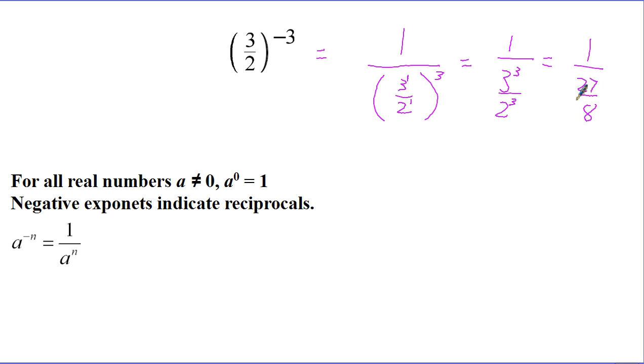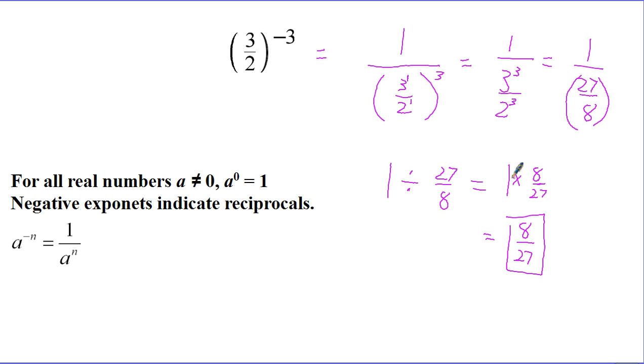But this is still a complex fraction, meaning it's still a fraction inside of a fraction. And the way I get out of it is to say this. I have 1 divided by 27 eighths. Remember that every fraction is a division problem. Top divided by bottom. 1 divided by 27 eighths. And the rule that you learn in 6th grade for division of fractions is the flip and multiply, invert and multiply. So it becomes 1 times 8 over 27, and 1 times 8 over 27 is simply the fraction 8 over 27. And so that would be considered the simplest form.